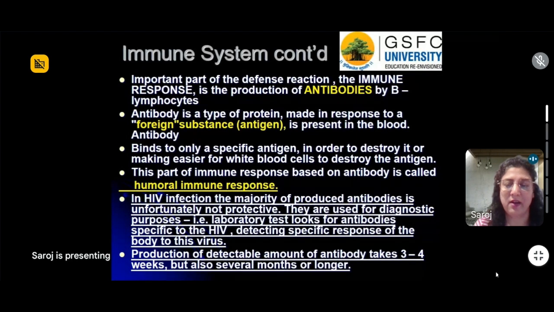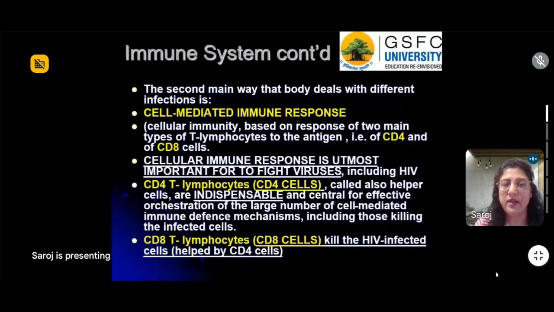So now comes the second immune response that we would have studied, and that is the cell-mediated immune response. Now here we have two kinds of cells. This is what we call cellular immunity. And these are the two cells which are the T lymphocytes.